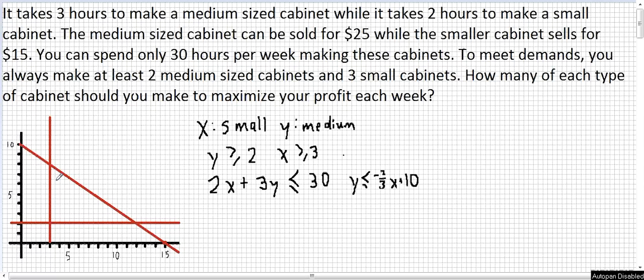So if we look for the region that's common to all three half planes, then it will be this triangle right here, including the boundary lines. So this is the region that we're interested in, and this is where we're looking for solutions. Next, we need to find the vertices of this triangle, since those are the points that have the possibility of being the maximum or the minimum.